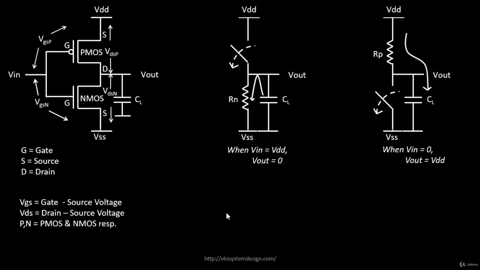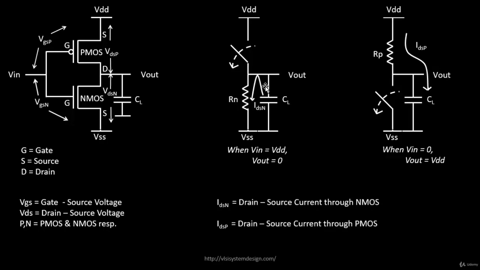And some more naming conventions. We need to see the naming convention of these currents as well. So let's call this IDSN, the drain to source current through the NMOS, even though your PMOS is off and your NMOS is on. But let's give a name, because this is the current that flows through your NMOS. And let's name this IDSP, the drain to source current flowing through PMOS, and IDSN the drain to source current flowing through NMOS.